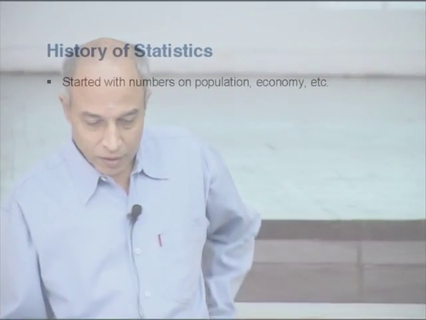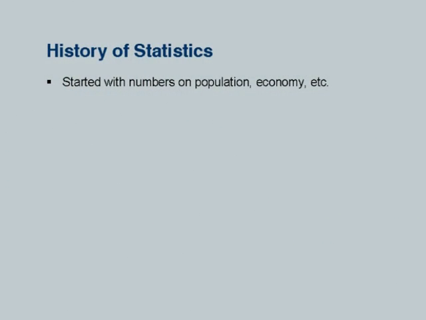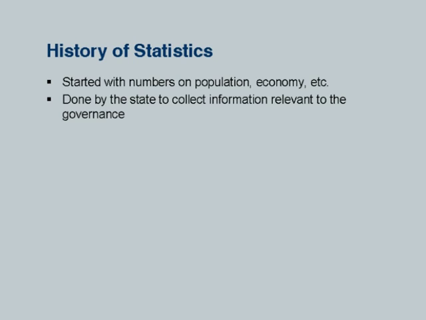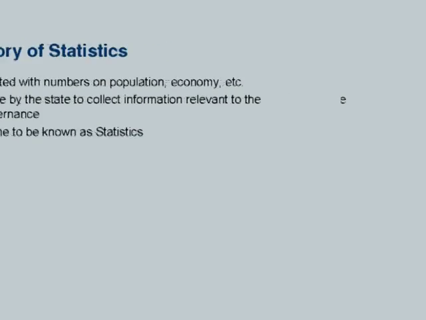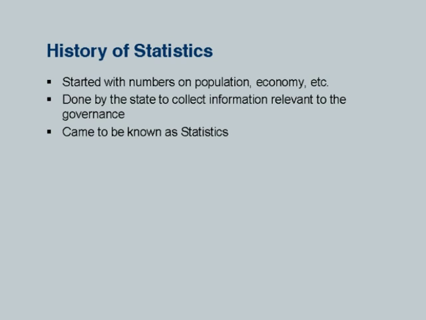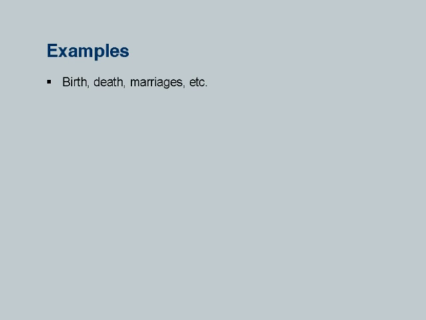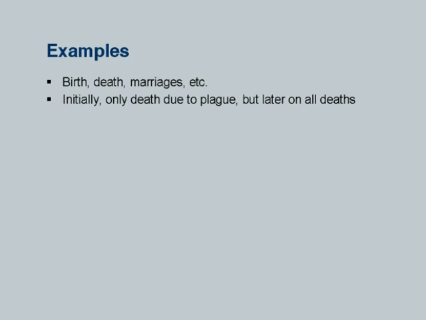Okay. So statistics started with numbers on population, economy, etc. It was done by the state to collect information relevant to the governance. It had to do with the state, so it was known as statistics. Okay? Examples: birth, death, marriages, etc. Initially, as I mentioned earlier, only death due to plague in Europe. But later on, the same European countries started collecting details on other facets as well.